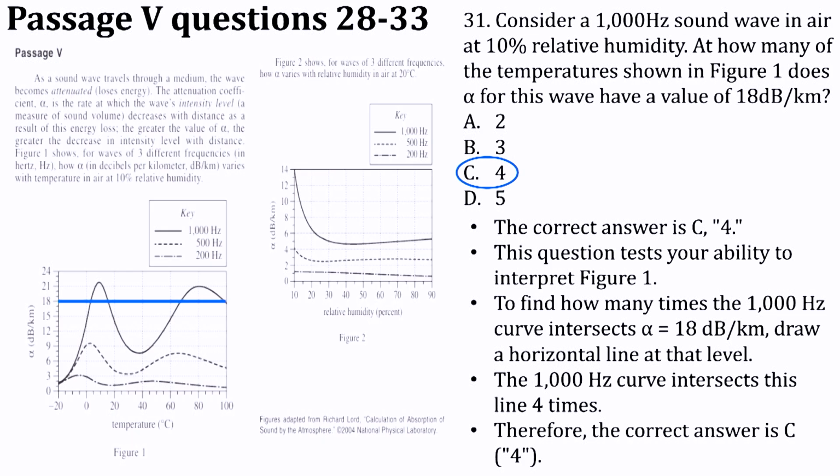So again, it's telling us where to look. It wants us to know how many have a value of 18 decibels per kilometers. I find that value over here on figure 1. I draw a straight line through it, and I can see that the 1,000 hertz sound wave intersected it 4 times, and that means that 4 is going to be our correct answer there.